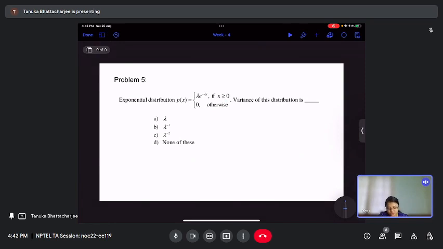Now let us move on to the last problem for today's session. Here also we are taking the same exponential distribution, px equal to lambda e to the power minus lambda x if x is greater than equal to 0 and the density is 0 otherwise. We have to compute the variance of this distribution. So in the earlier problem we computed the mean of this distribution, and now we are going to compute the variance of this distribution. So these are basically two major moments of any distribution, mean and variance.